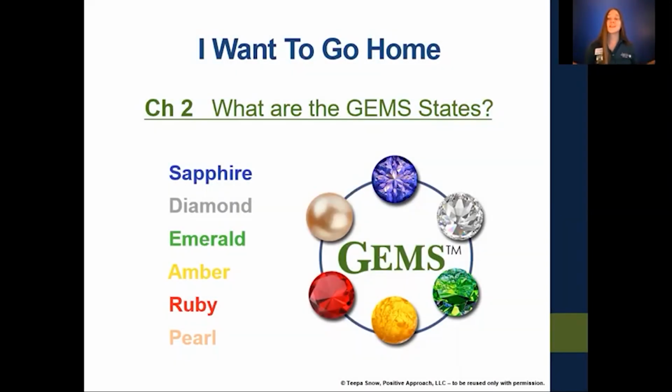So Teepa's taken us through the gems: sapphire, true blue, normal aging; diamonds, formed under pressure, clear and sharp; emeralds, naturally flawed.